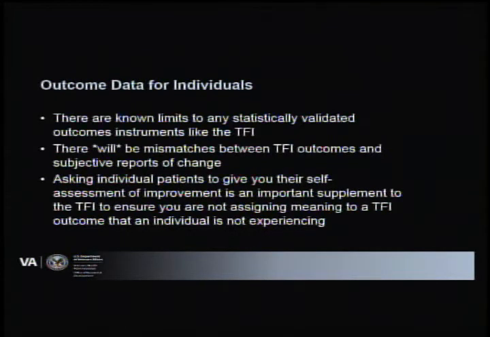So the rest of the talk is really going to be a review, basic guidance on ways to think about looking at outcomes for individuals and ways to think about looking at outcomes for groups. We already know there are limits to any statistically validated outcomes instrument like the TFI. And we know that there are going to be mismatches between asking, do you think you're doing better, and what shows up on the TFI.